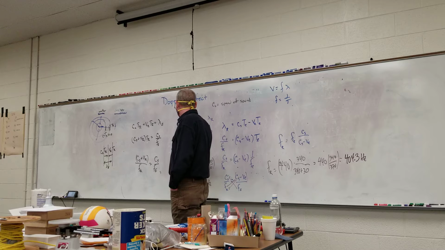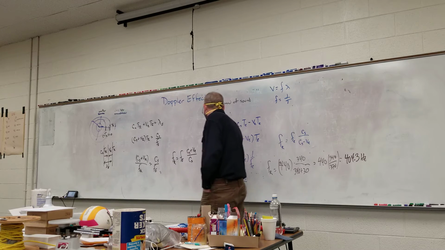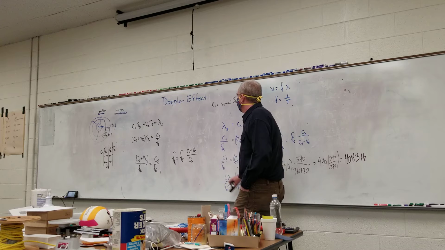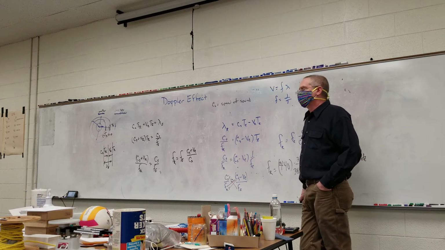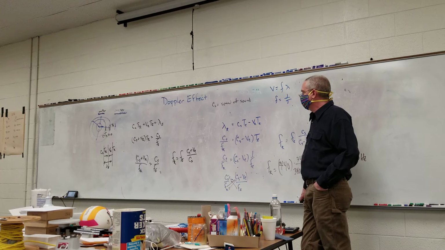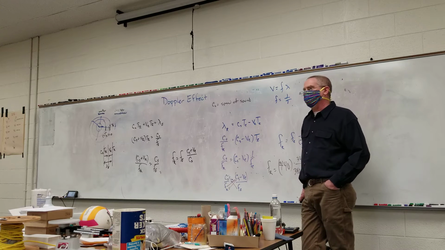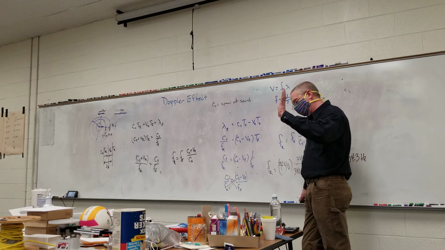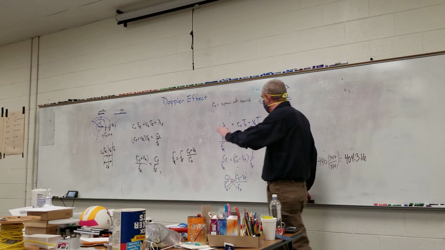It's going to be F sub E times (C sub S plus V sub R) over the speed of sound. And again, we've defined V sub R so that the receiver is running at the source.